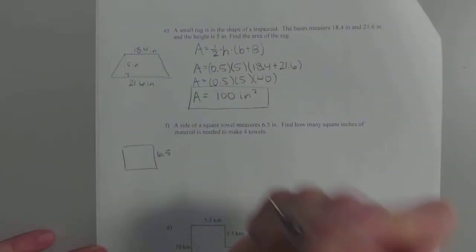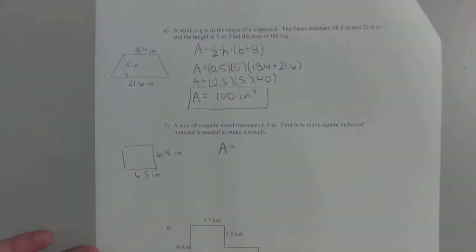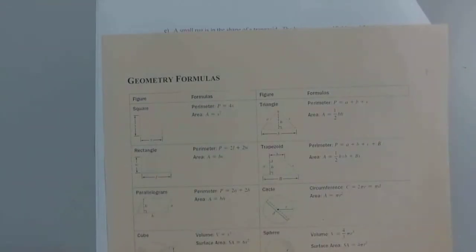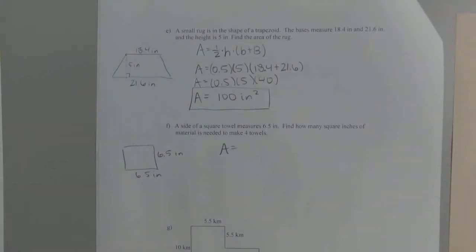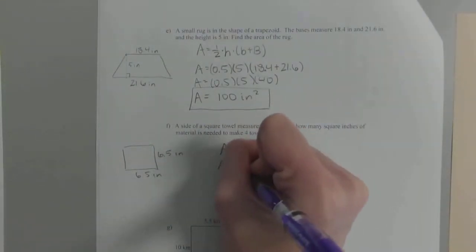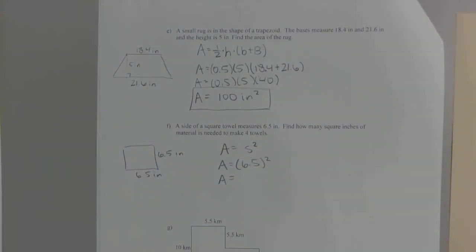Okay? So what's special about a square? All the sides are the same, right? So we know one side is 6.5 inches. We know the other side is 6.5 inches. So what is the area of 1 towel? If you go to a square, it's just side squared. But I don't like that. I like to think of it as base times height. You know, it's just a special rectangle. But anyway, so this is side squared.